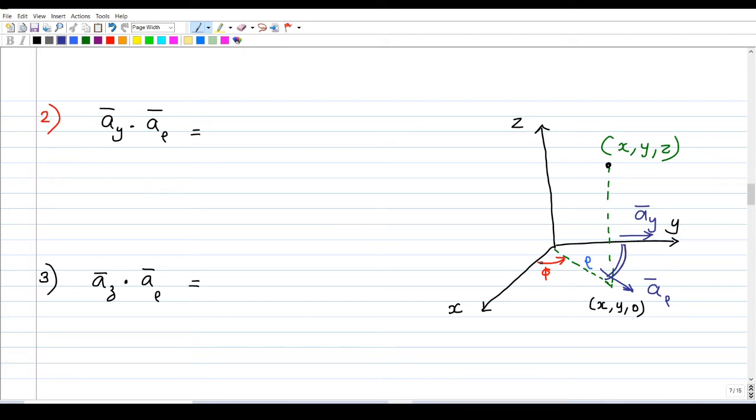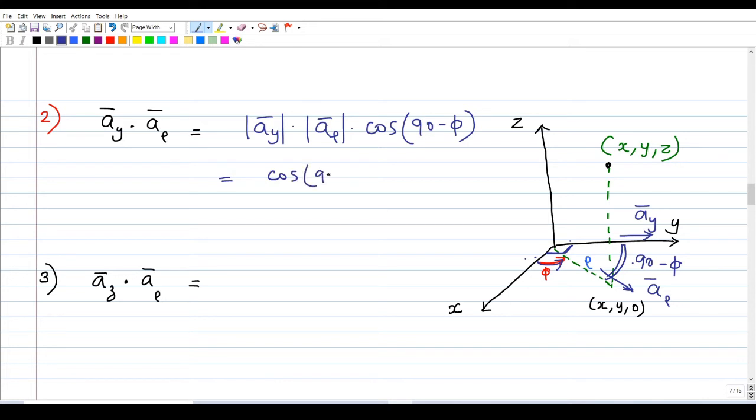So what is that? This total angle will be 90 degrees, the angle between the x and y axes, and this one is phi. So the remaining angle is 90 minus phi. So ay dot a rho is magnitude of ay multiplied by magnitude of a rho multiplied by cos of the angle between these two. The angle is 90 minus phi. Magnitudes of ay and a rho are 1, so it is just cos(90 minus phi), and that is sin phi.